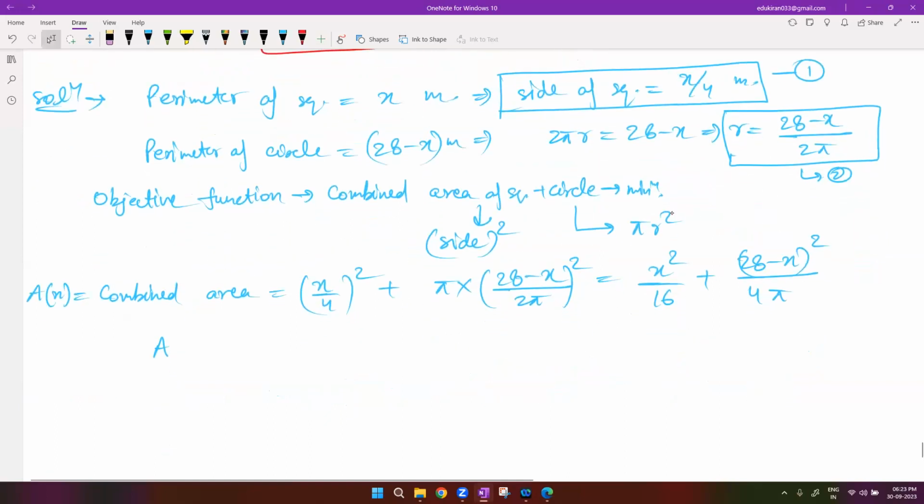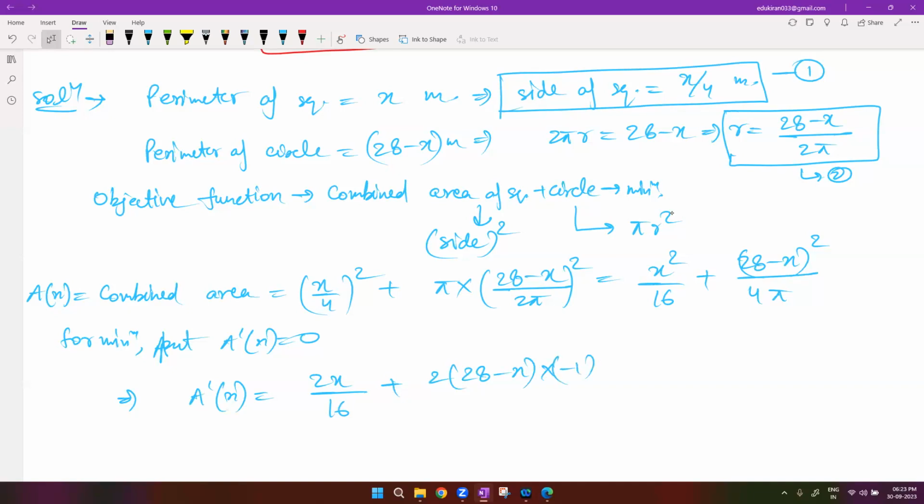Let's try. So for minimum, put A dash x is equal to 0. Right now we don't have A dash x, so let's find out A dash x. This would be 2x upon 16 plus 2 times 28 minus x into minus 1. Chain rule. Power first. The power 2 will come down, the power will reduce by one, then we go inside: derivative of 28 is 0, minus x gives -1.